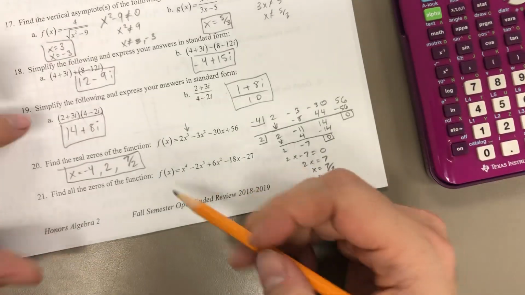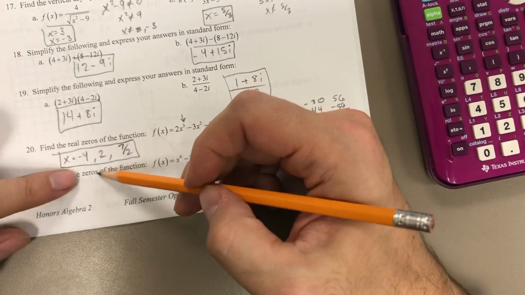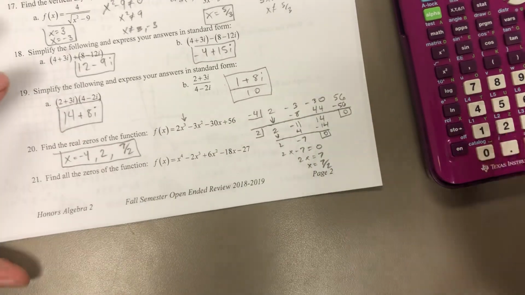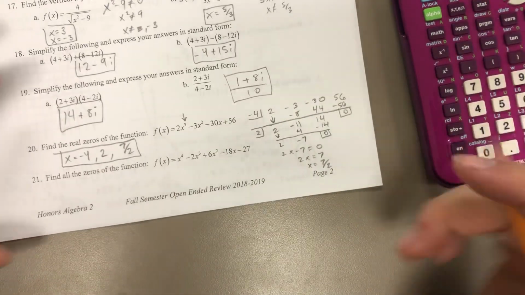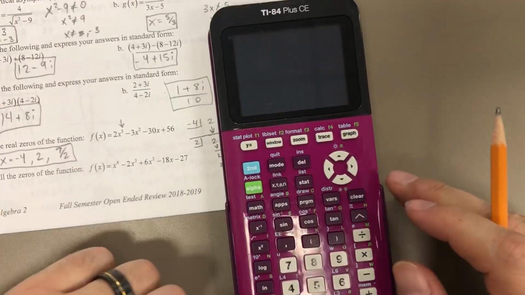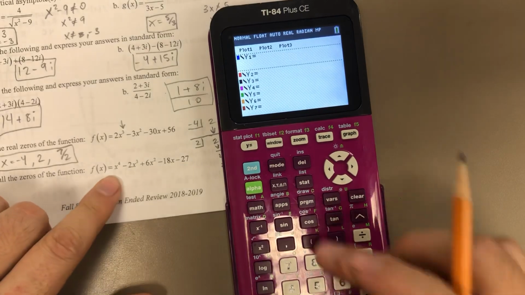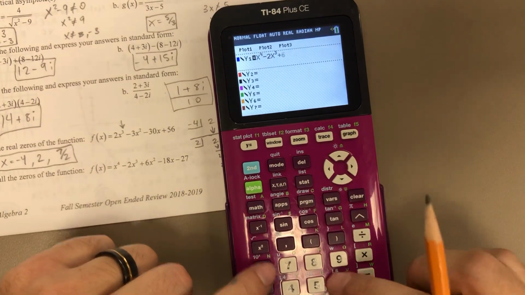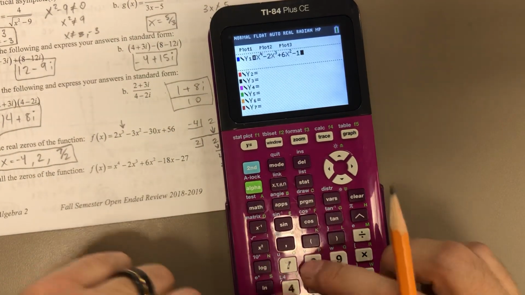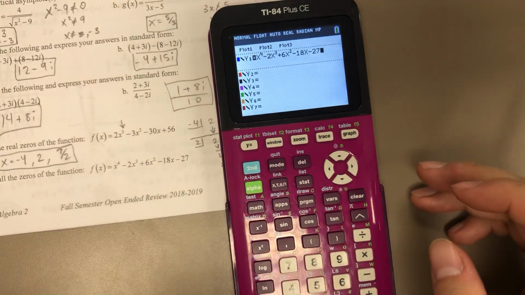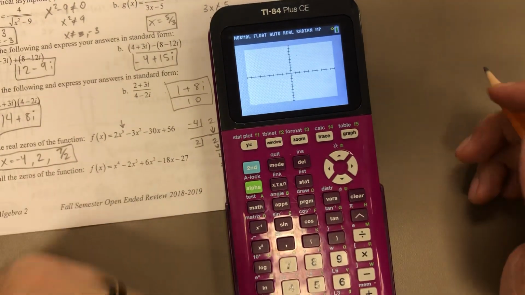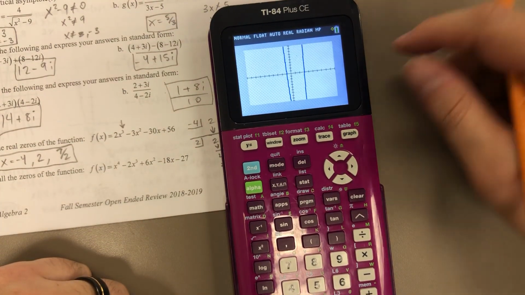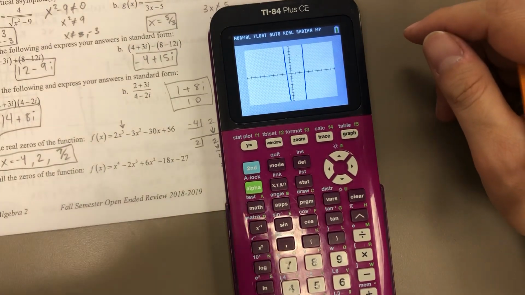Now let's find all the zeros on this one. Notice that it changed from real zeros to just zeros, so I'm willing to bet that this one probably has imaginary zeros, based on the way it's worded. Let's verify that. Let's graph it out: x to the 4th minus 2x to the 3rd plus 6x squared minus 18x minus 27. Yep, there's one at -1, another one at 3, and I don't see any other ones.